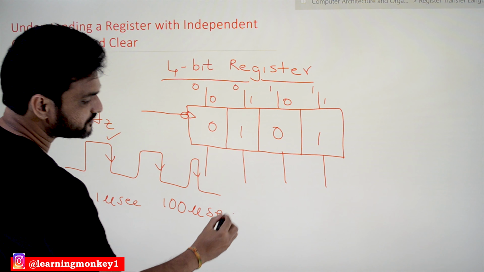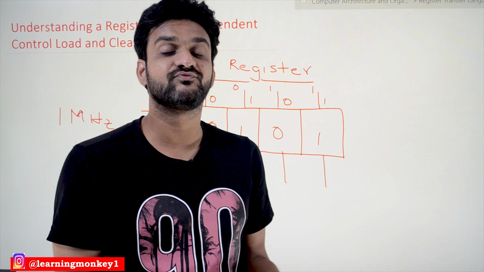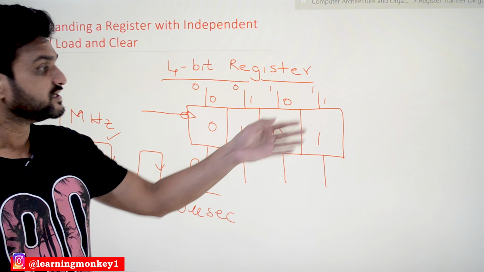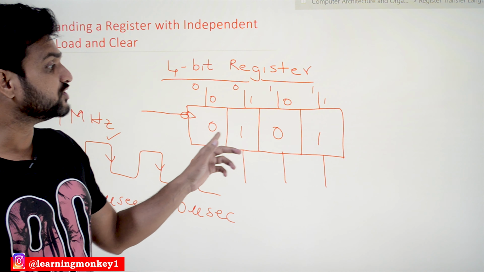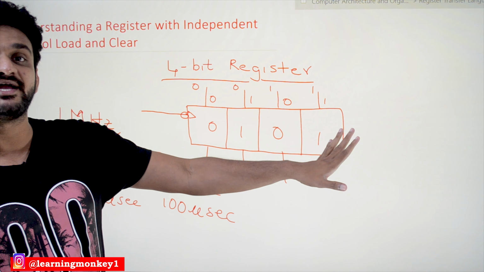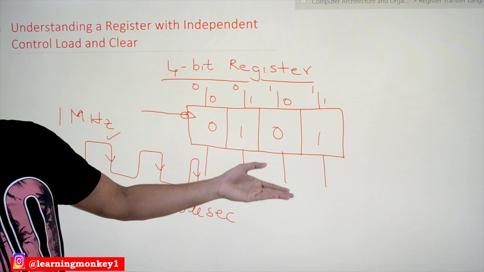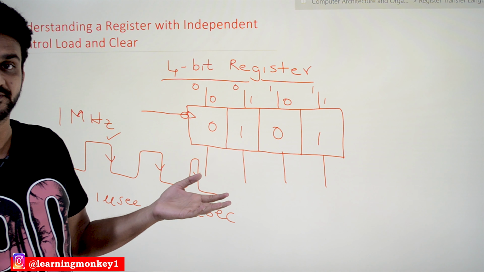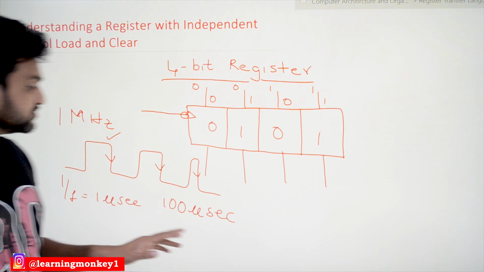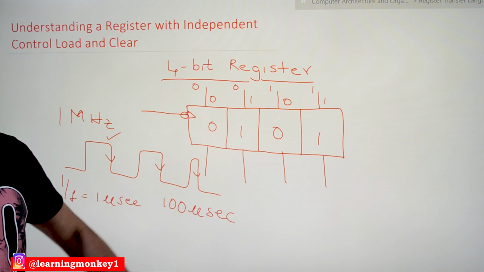I want this value to be held for 100 microseconds. So how to do that? With this kind of design, the system will not work efficiently. We want to use the decimal value 5, but it has been corrupted with the value 3, so it is going to generate erroneous values. So I want this value to be held for 100 microseconds.